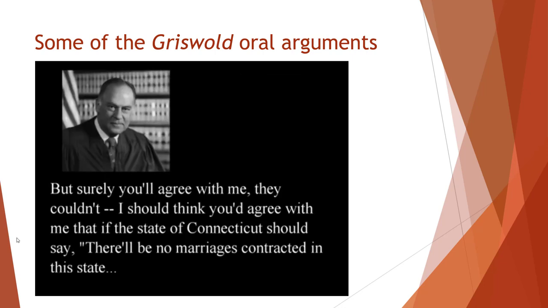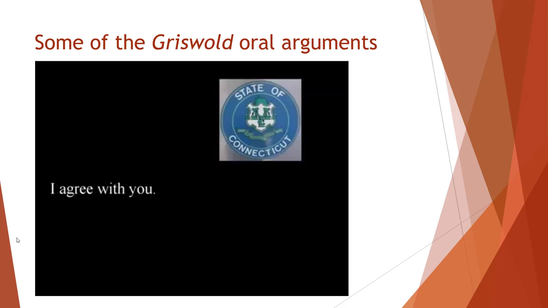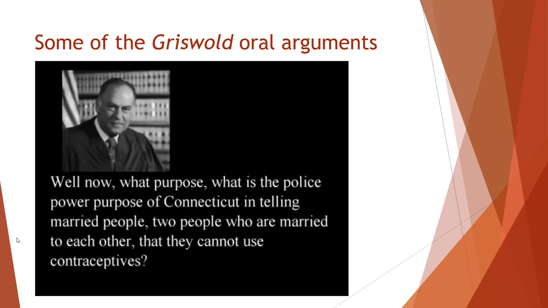But sir, surely you'll agree with me they couldn't. I should think you'd agree with me that the state of Connecticut could not say there'll be no marriages contracted in this state. Be no sexual intercourse of any kind, married or unmarried. I agree with you. Well, now, what is the police power purpose of Connecticut in telling married people, people who are married to each other, that they cannot use contraceptives?